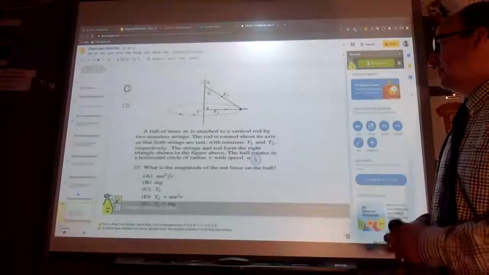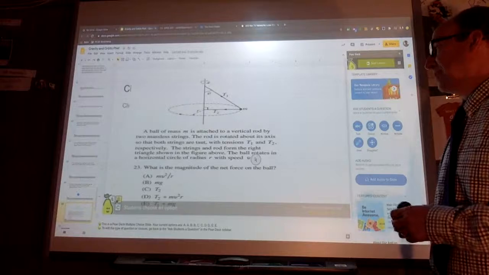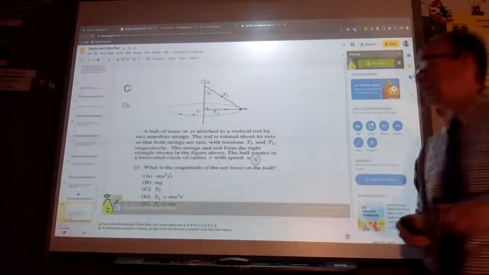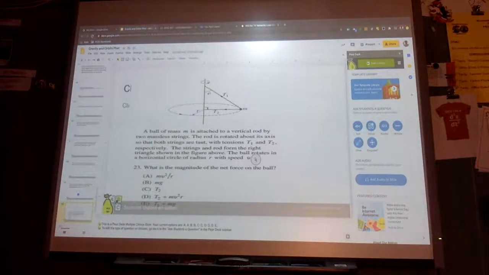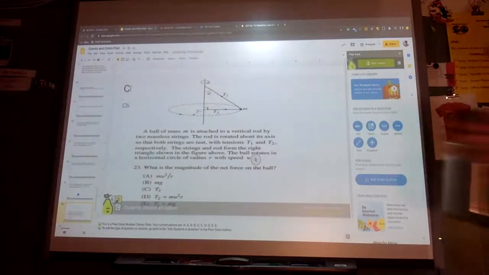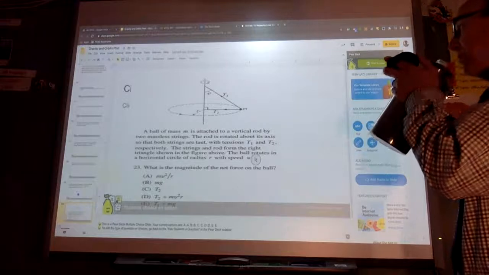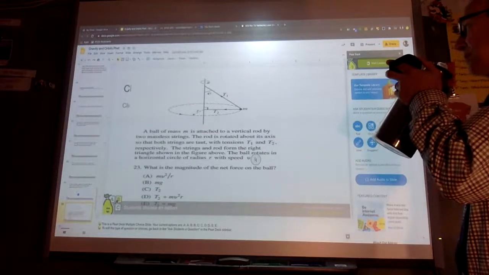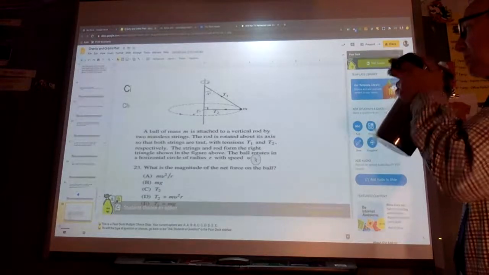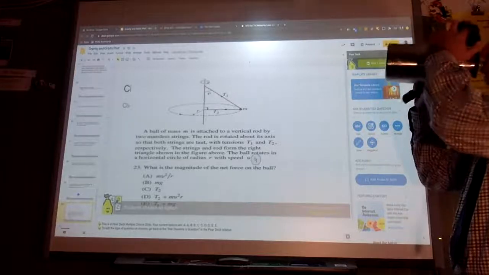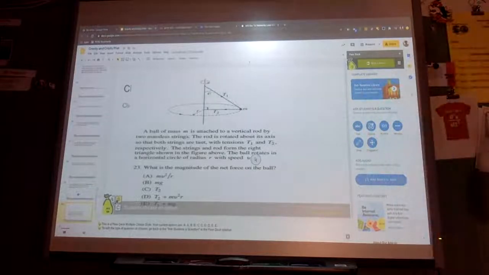A ball of mass M is attached to a vertical rod by two massless strings. The rod is rotated about its axis so that both strings are taut with tensions T1 and T2 respectively. The strings and rod form the right triangle shown in the figure above. The ball rotates in a horizontal circle of radius r with a speed v. What is the magnitude of the net force on the ball?